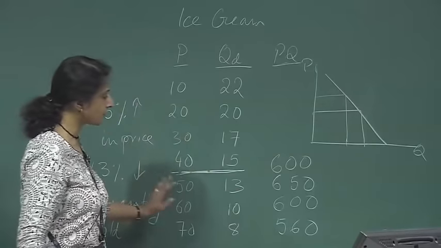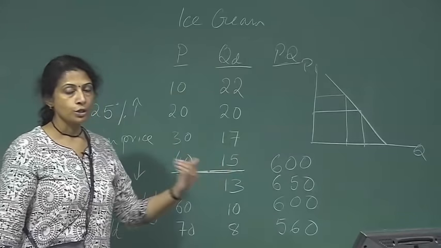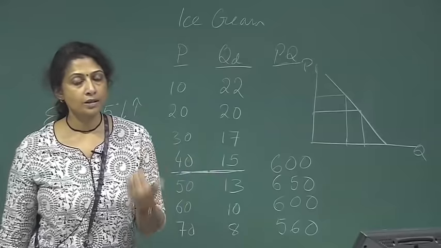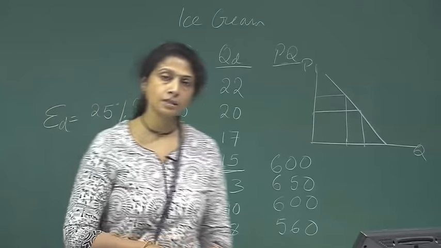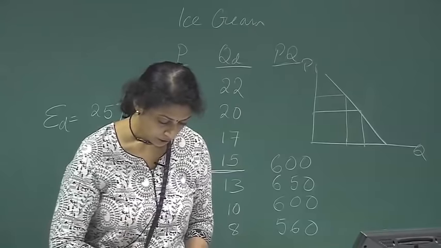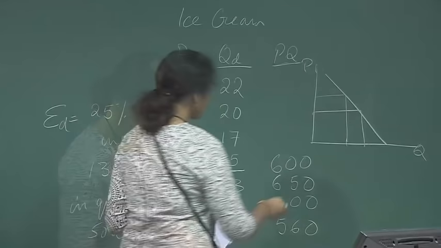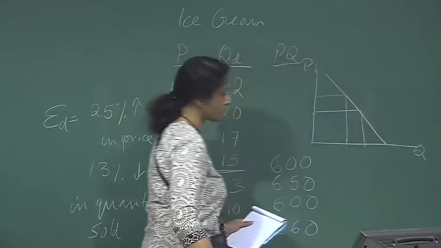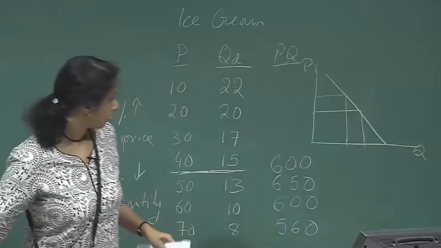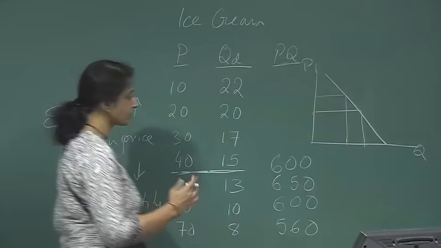This is a very simple example which I have developed to demonstrate what price elasticity of demand means, and what its implication or usage is. So along a demand curve, as I have already said, price and quantity move in opposite directions. So what do I mean by that?